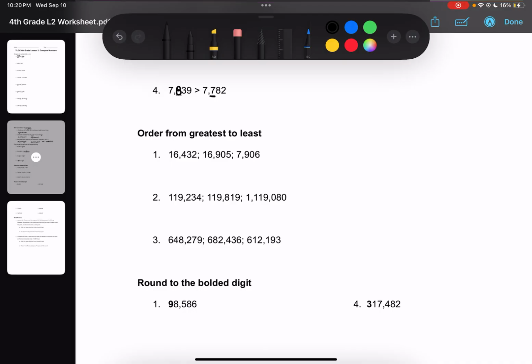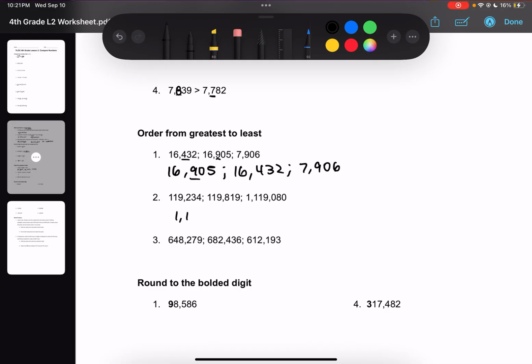So as you can see, the 16,905 is the greatest one here, because if you compare these two. And then after that, it's going to be 16,432, and lastly, 7,906. Number 2, kind of do the same thing.